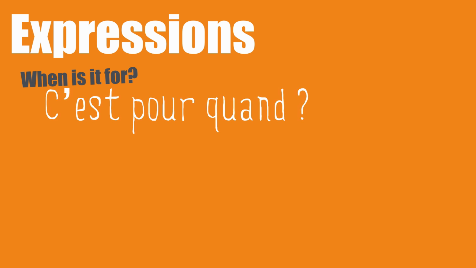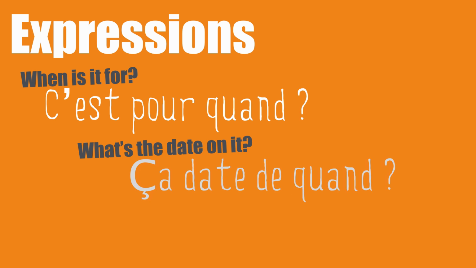And to finish, let's see now some expressions using when in French and how to translate them. For example, when is it for? In French, C'est pour quand? As you can see, for, or pour in French, is not at the end of the question. C'est pour quand? When is it for? What's the date on it? Ça date de quand?